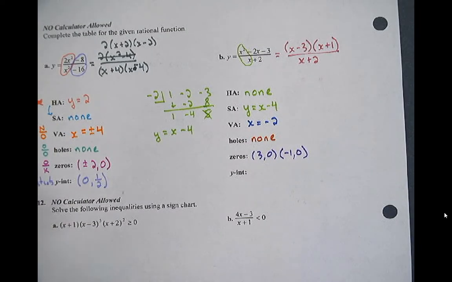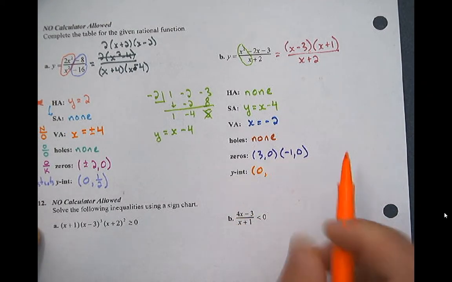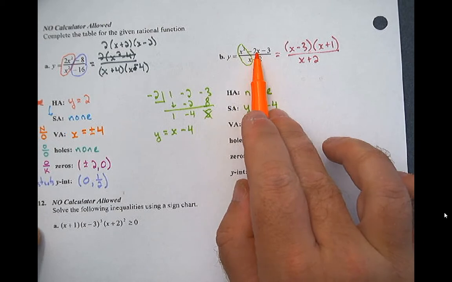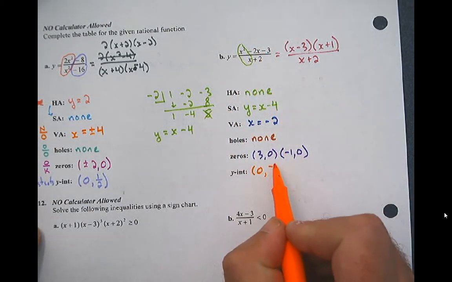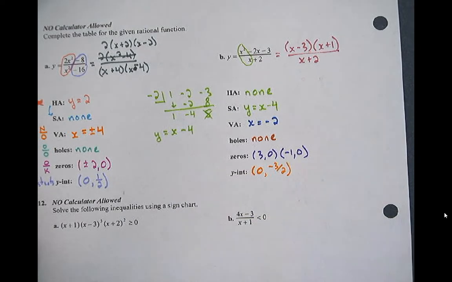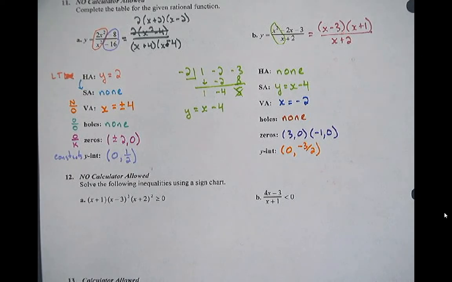And y-intercepts I like the best because it's always (0, something). So if I put a 0 in here, 0 in there, 0 in there, those are all dead meat, and I get -3/2. If you want to write 1.5, -1.5, you can. You don't have to.